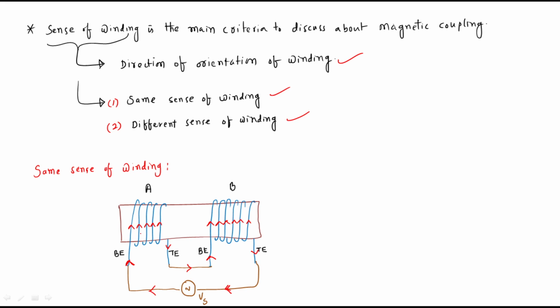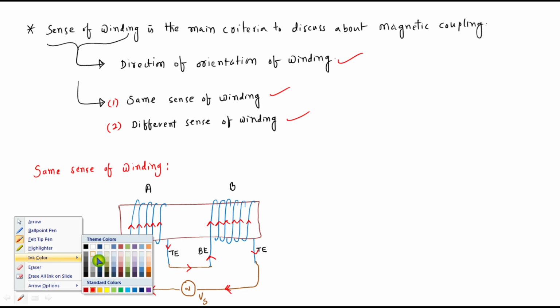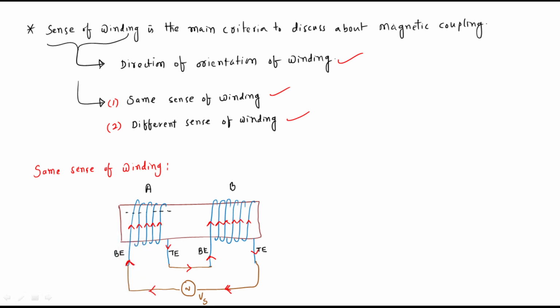Clear? Then by using right hand thumb rule, what is the flux direction? What is the flux direction with respect to coil A? This is the direction of flux with respect to coil A, like that. This is the direction of flux with respect to coil B. So by looking at this diagram, phi A and phi B are aiding with respect to each other, right?